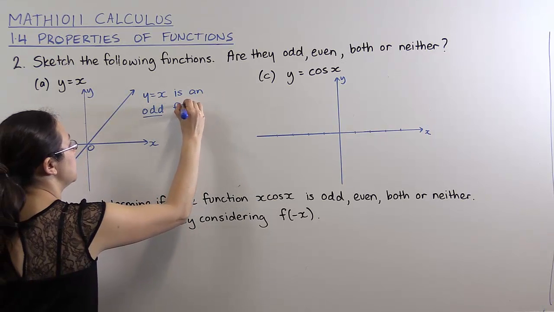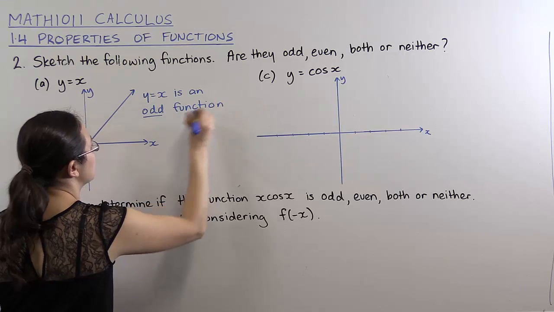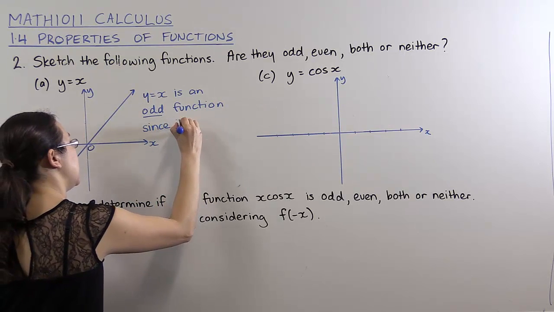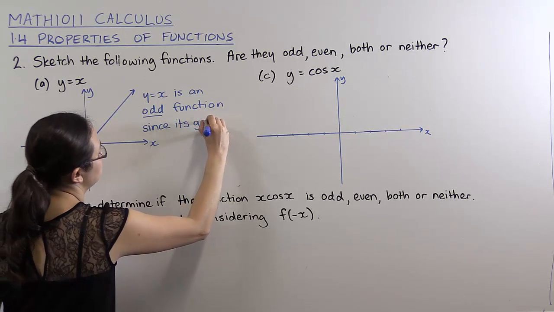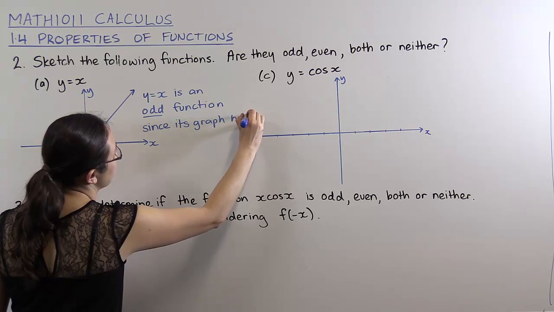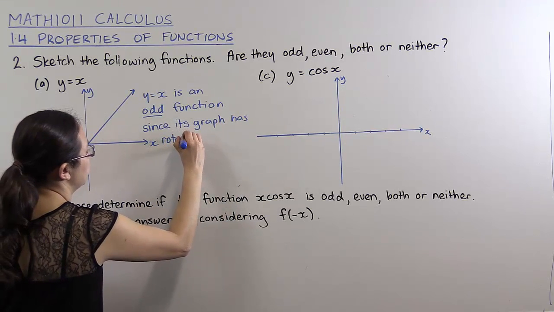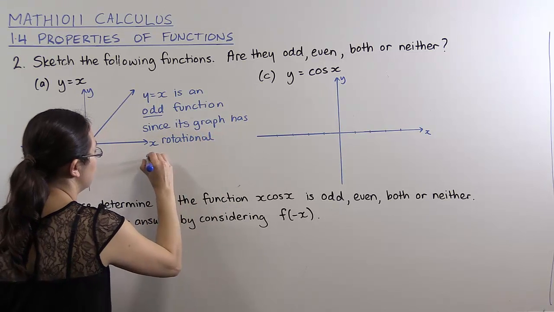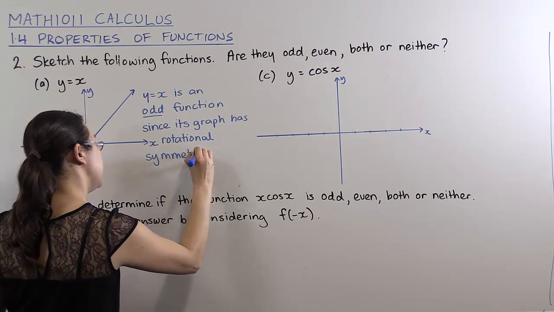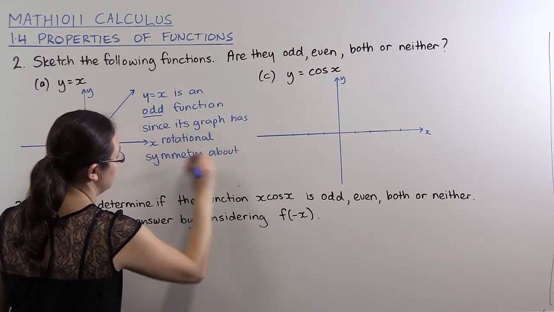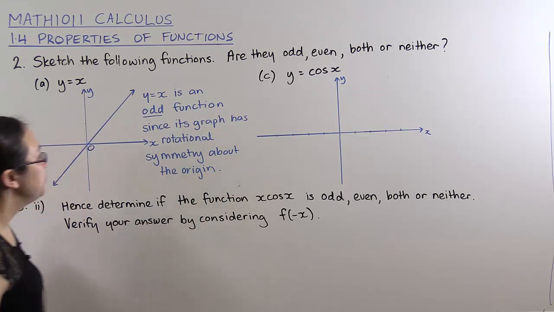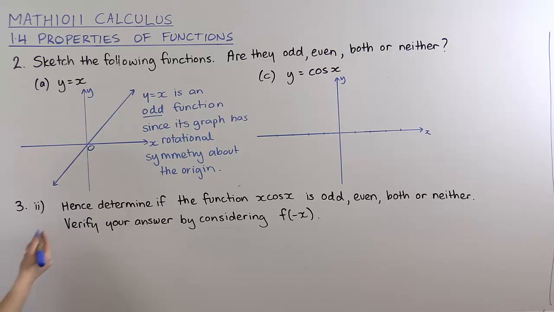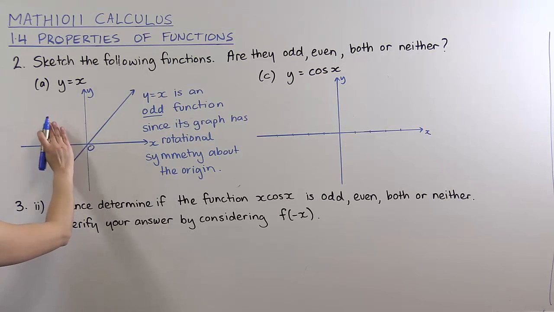That's what it means to be an odd function, since its graph has rotational symmetry about the origin. By that I mean 180 degrees, we're turning 180 degrees. Now, it's not even because it doesn't have reflectional symmetry, okay? So it's not symmetric about the y-axis.